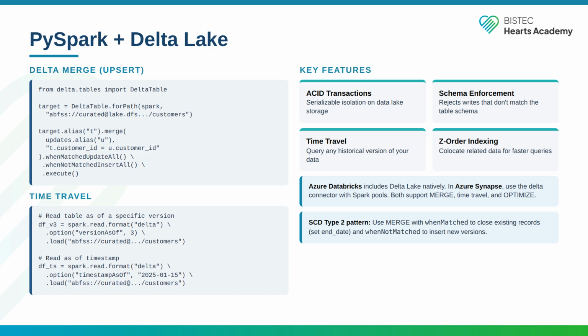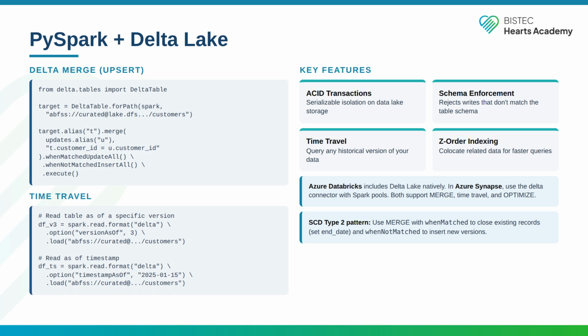The example on screen shows a simple upsert. Update all columns when matched, insert when not matched. For SCD type 2, the merge gets more nuanced. When a matched row has changed, detected by comparing a hash of non-key columns, you close the existing record by setting is_current to false and end date to today. Then you insert the new version with is_current true and start date today. This gives you full history tracking.